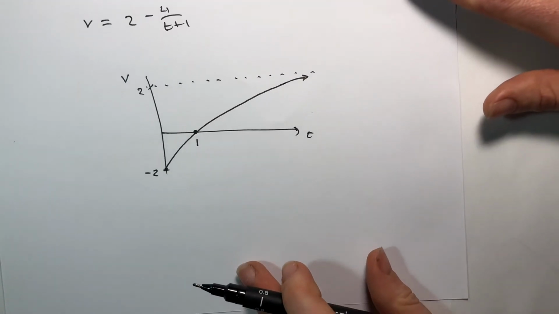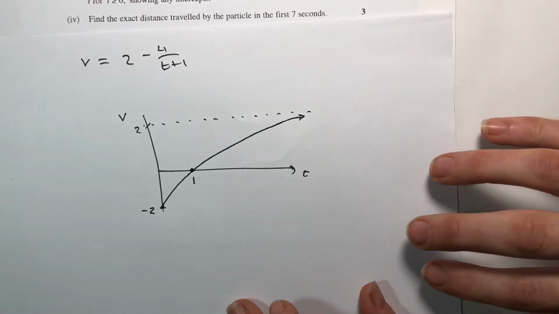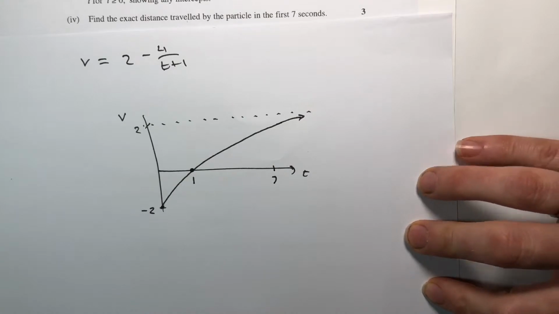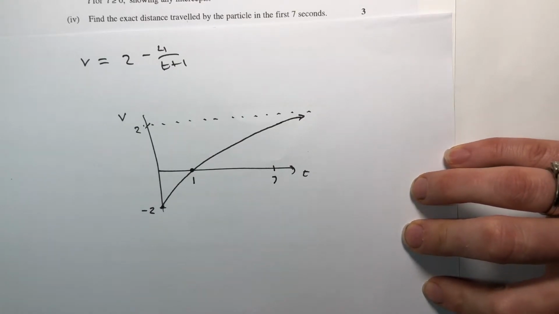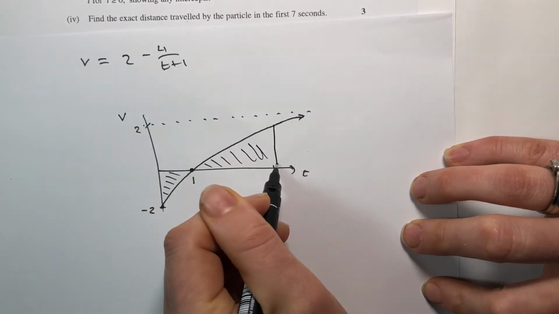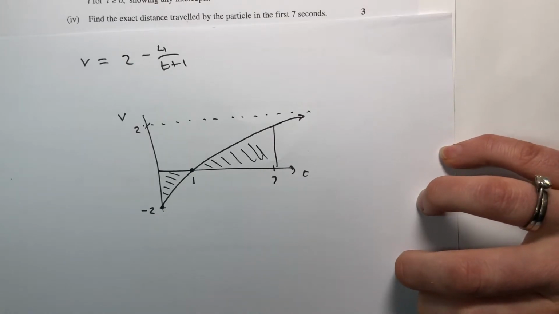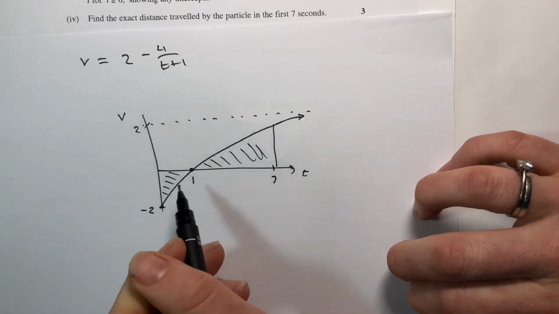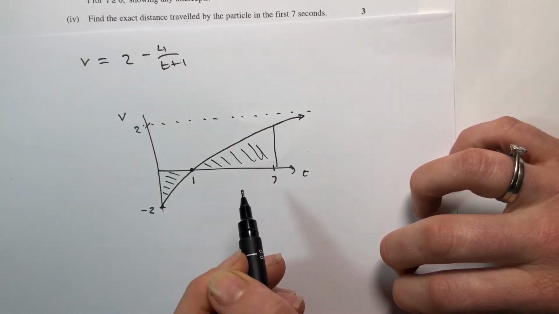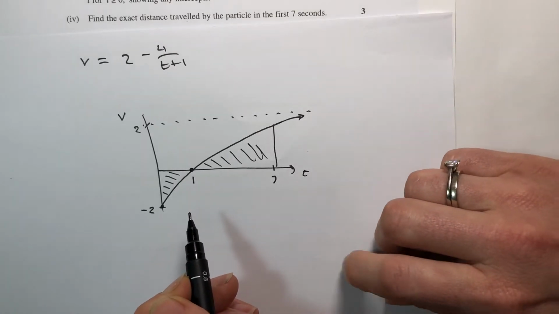Final part of this question is finding the, so you can read it, the exact distance travelled by the particle in the first 7 seconds. So say 7 is there. Distance travelled is always going to be the area under the velocity curve. So what we need to do is find this area and that area and add them together. And we have to do 2 separate integrals here because one's above and one's below, and if I try and integrate in one go, it'll only get the overall net change in displacement rather than the actual distance travelled.